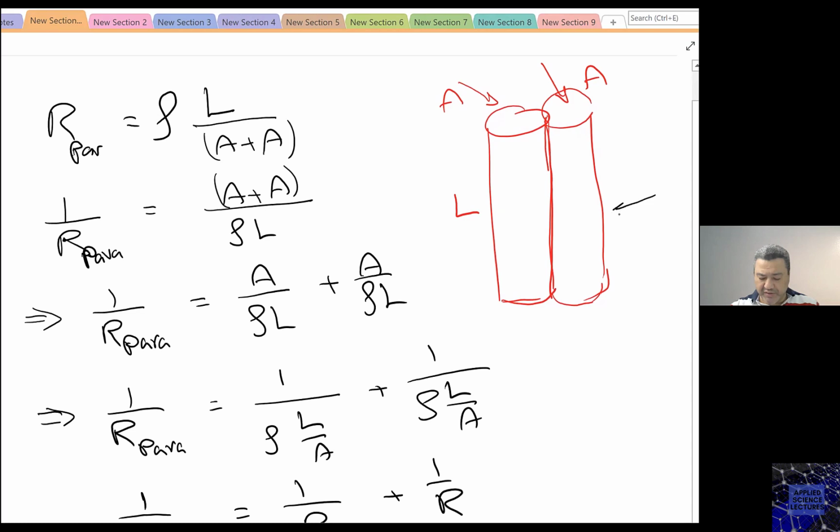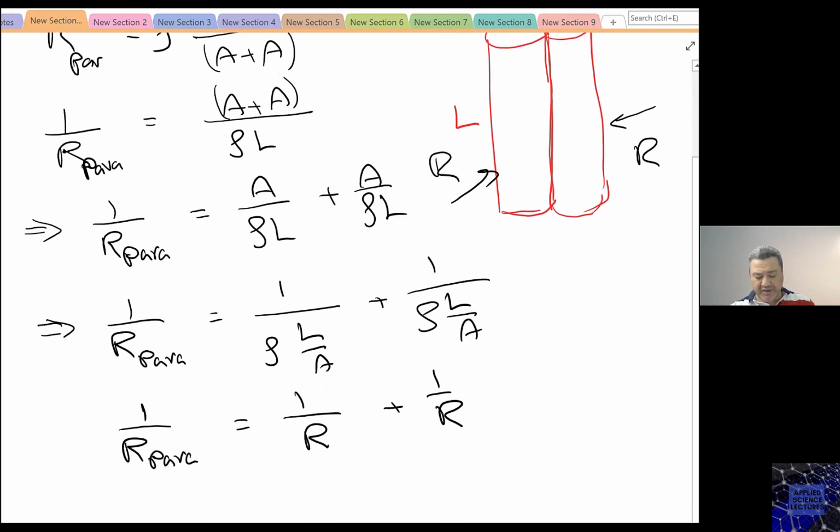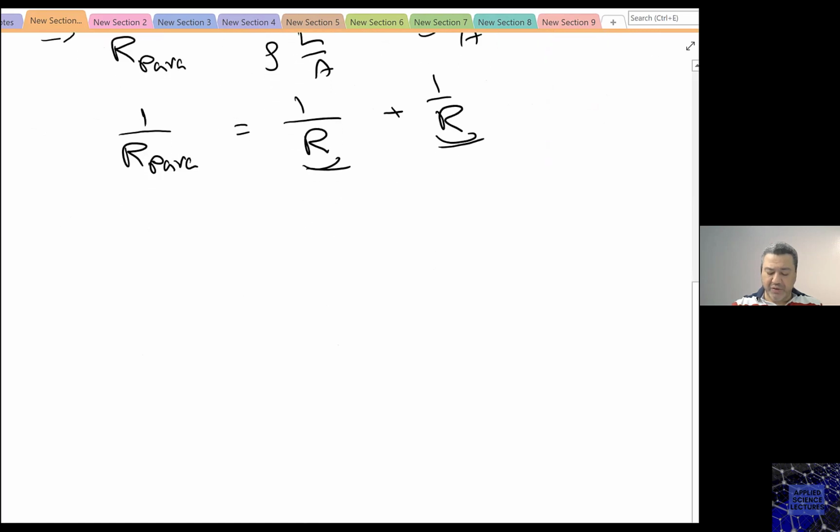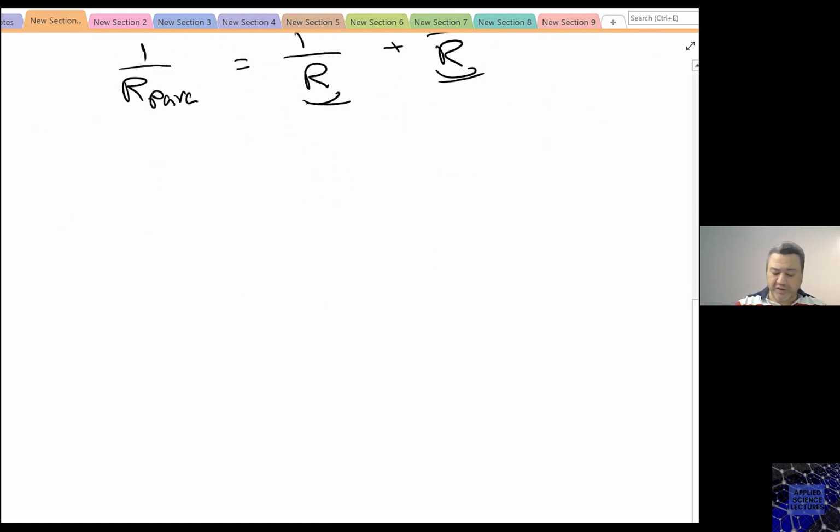If this one has a resistance of R and this one has a resistance of R, then in this case I can say that the parallel configuration, if I have two resistors in parallel, the inverse of the equivalent resistance equals the summation of the inverses of those two resistors. Now, what's going to happen if I have those two wires connected in series? They have the same length.